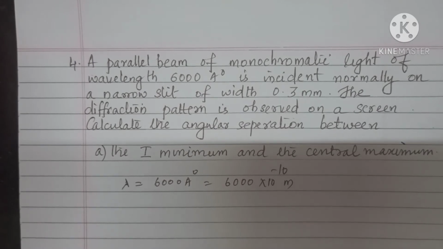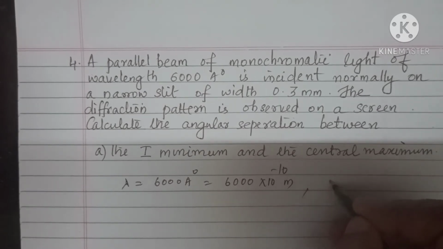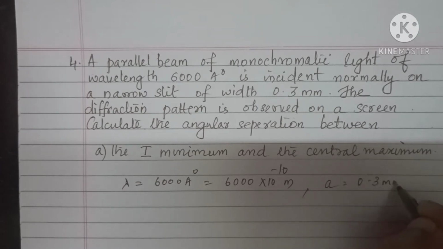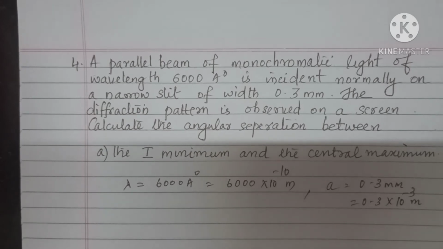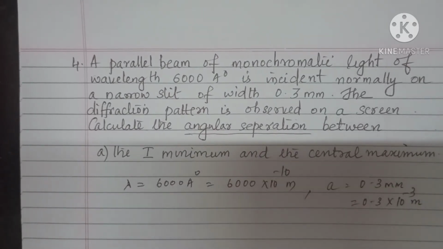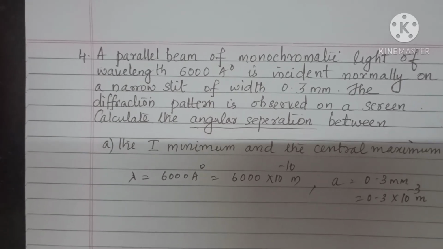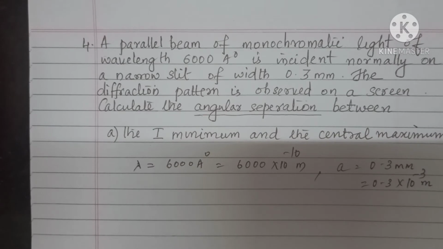Then what is given? The width of the slit is given, that is a, which is 0.3 millimeters or 0.3 into 10 power minus 3 meters. This is the width of the slit. And you can obtain the diffraction pattern on the screen. So the question is, you have to find the angular separation between the first minimum and the central maximum. That is what should be calculated. Since it is angular separation, you have to find the value of theta. Okay, that's the question.